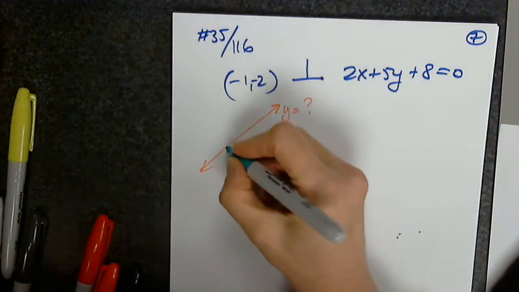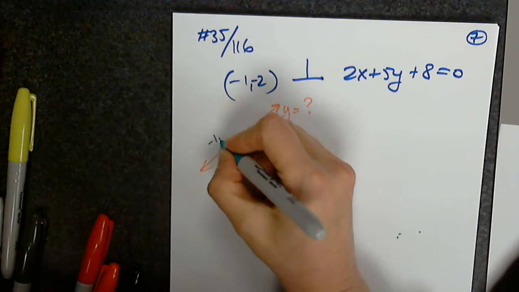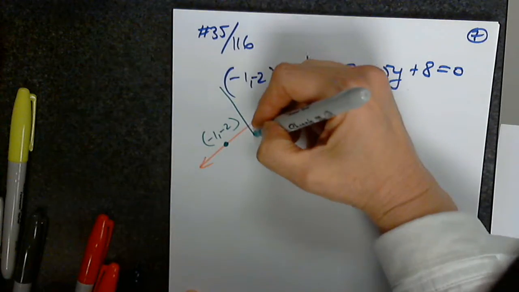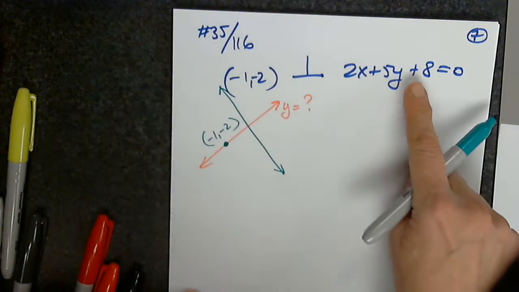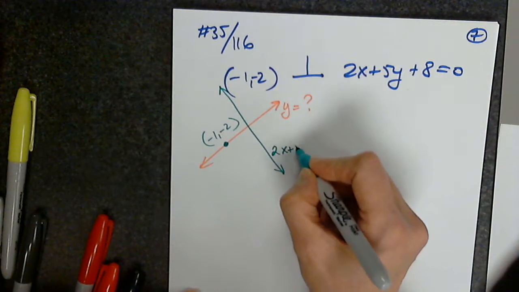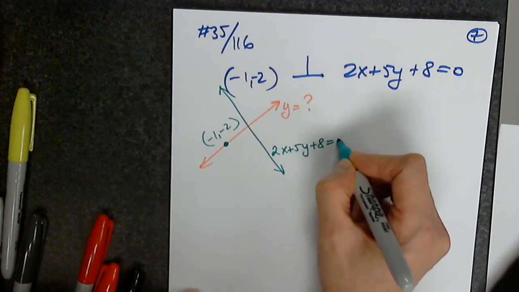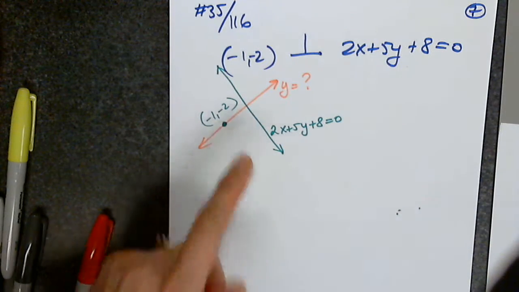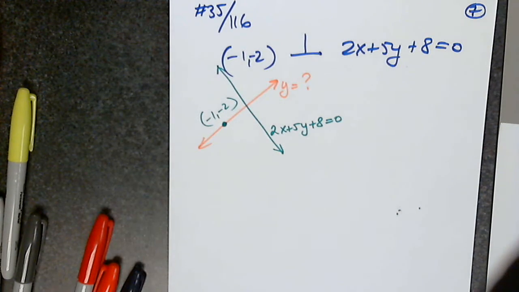I know that it passes through a point that is -1, -2. And I also know that it's perpendicular to a line whose equation is given to us, which is this. Obviously, this is not the y-intercept. A y-intercept is 0, comma, a number.